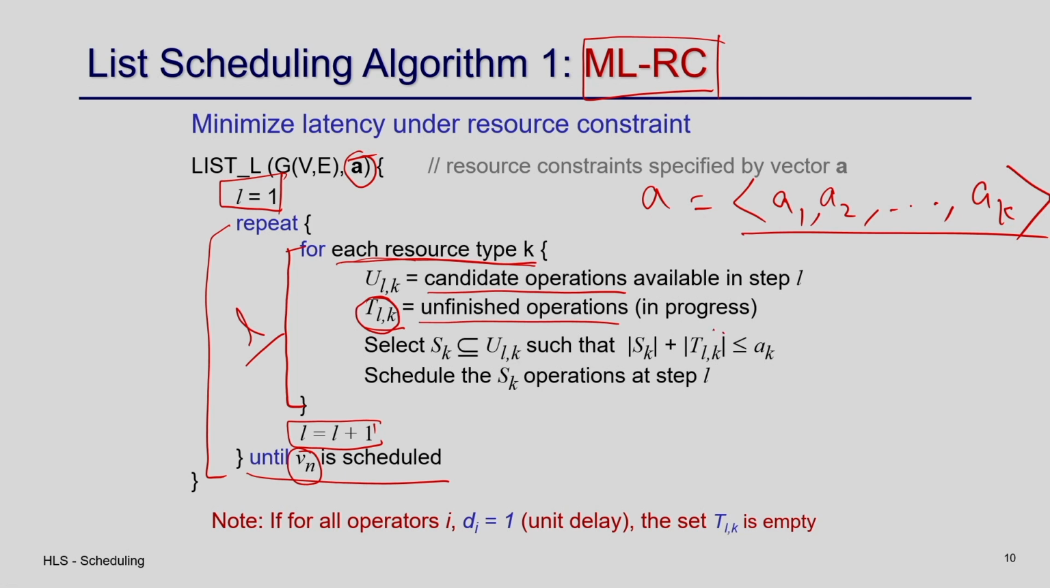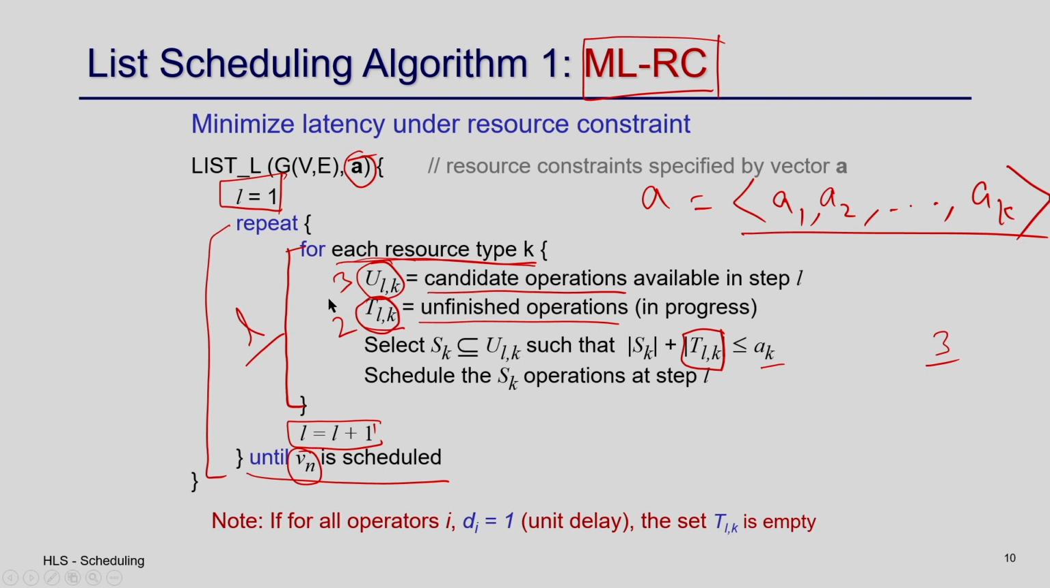So, I must allot resources for TLK, and if some resources are still available, then you select a subset from this and assign it to this timestamp, right? Suppose you have, say, AK, a multiplier, and there are 3 multipliers, and this TLK is 2 and this is, say, 3. So that means there are 3 multipliers ready to be scheduled in this timestamp, and 2 have actually started early and are still continuing.